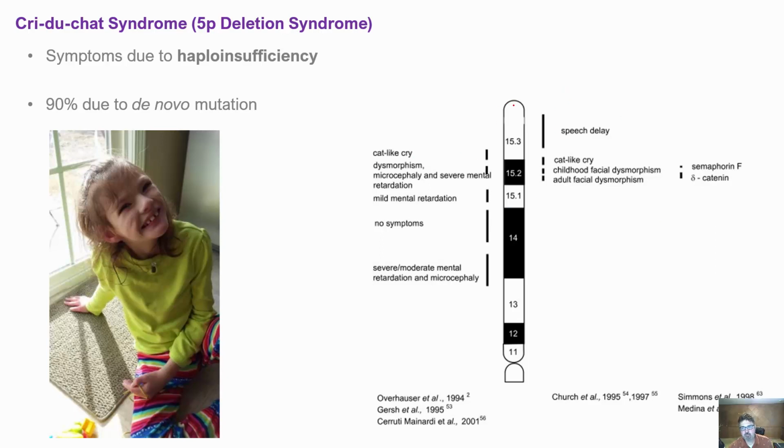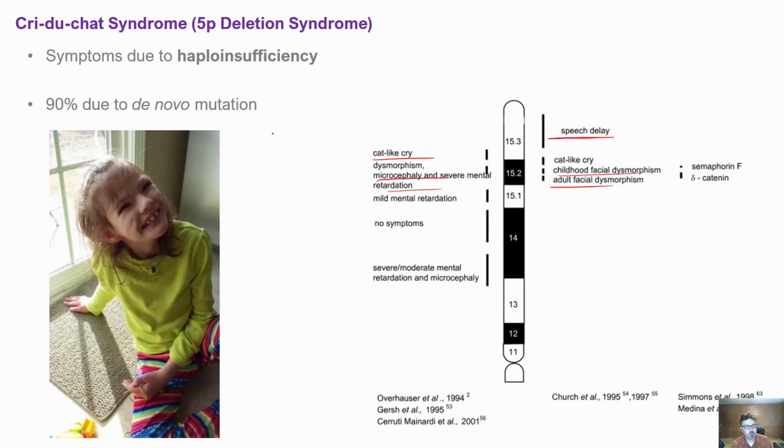And we can see here, if you have just the tip of the P arm deleted, well, you may have an individual with speech delay. As you move further down, you're going to have maybe the cat-like cry. And then as you move further down, that can result in microcephaly, severe mental retardation, also facial dysmorphism, either in the childhood. So you'll notice here is the childhood, and as you move further down, it persists to the adulthood as well. So as we can see here, moving further and further down on the P arm will result in a variable expression of this disorder or this syndrome.